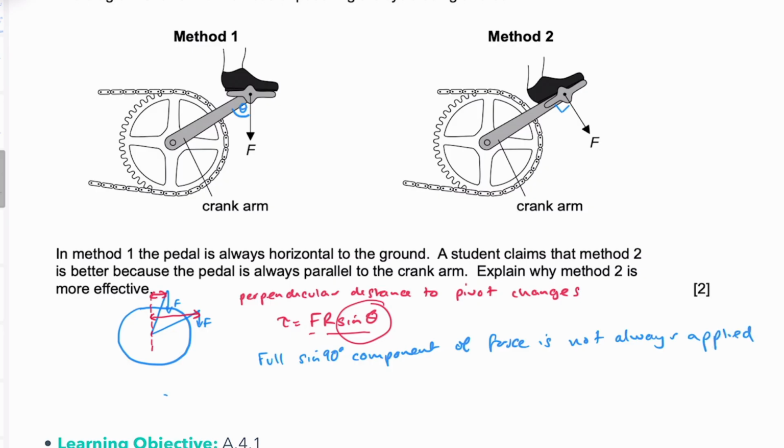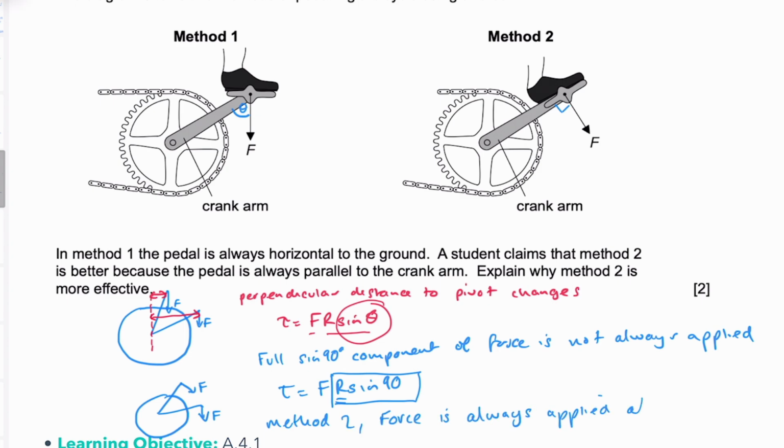With method 2, the force is always at sine 90, and tau equals F r sine 90. The perpendicular distance to the pivot doesn't change either, so this is constant at its maximum value. So for method 2, the force is always applied at maximum, r sine theta at 90. So the maximum force is always going to be applied. So method 2 is more effective.